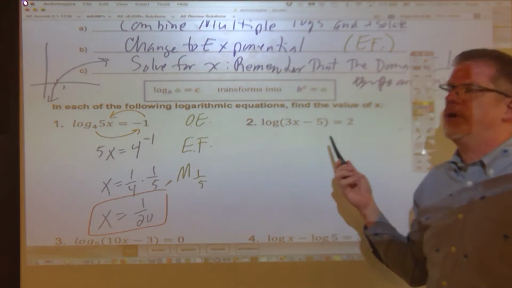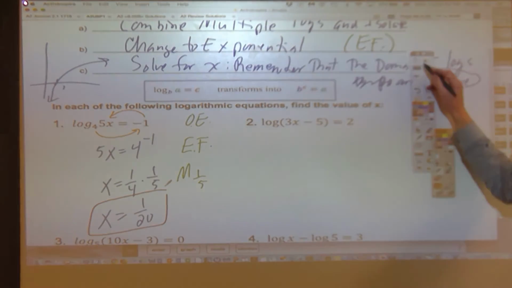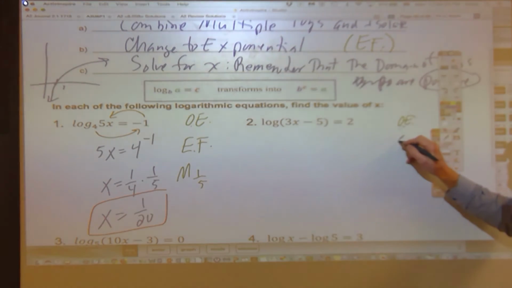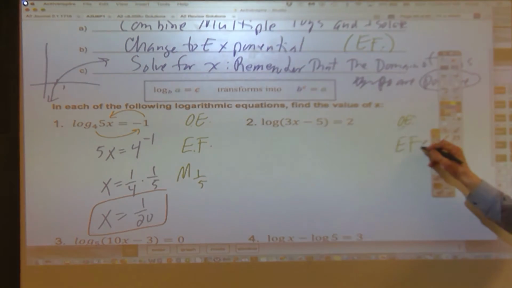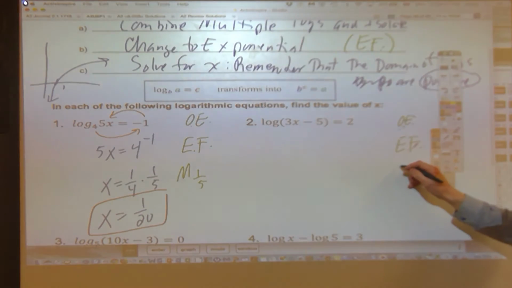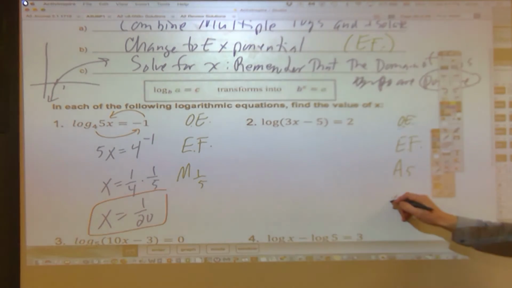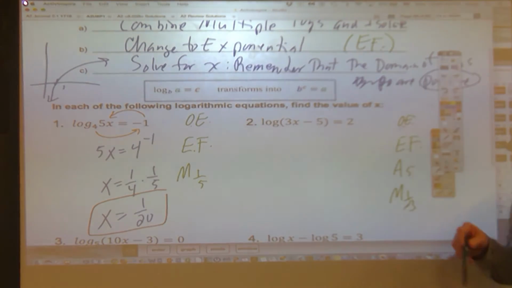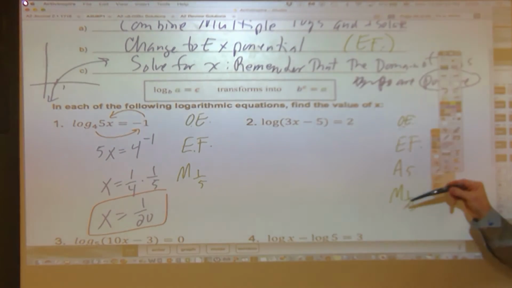Here, would you try number 2 on your own? See if you can solve for x by using these codes, OE, exponent form, EF, A5, and M 1/3. So try to write a line of algebra for all 3 of these codes.